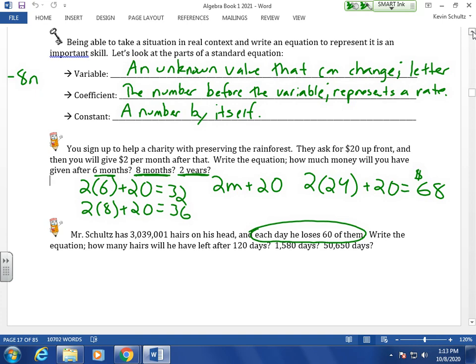How many? Well, that's what we have to solve for, right? Colin? So you want the equation, right? I would. Alright. So 60 times 120. Well, let's leave it as a variable for now before we start plugging things in. So rather than 120, let's just put D for days. And then after that you do minus 3 million.